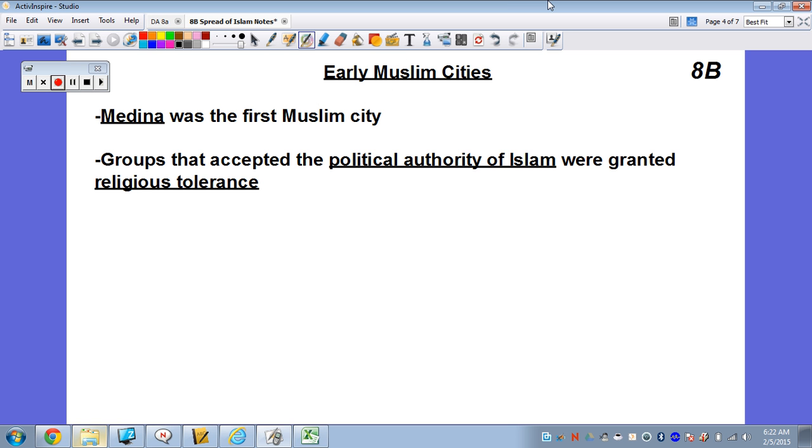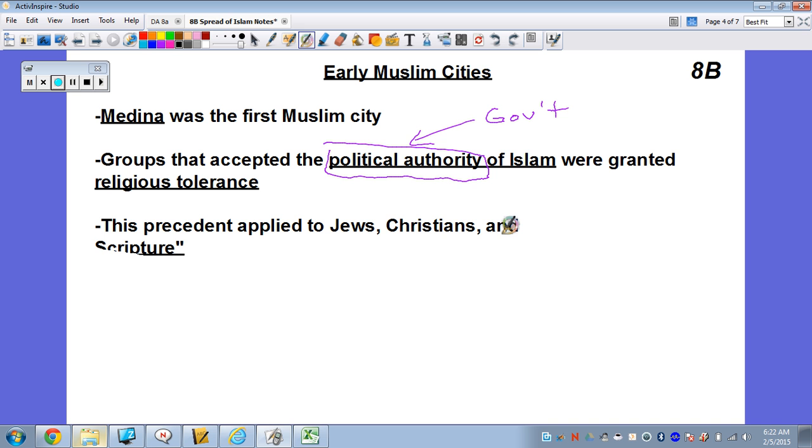Alright, and under Islamic rule, and specifically early, but especially as the Muslim empire spreads, groups that accept the political authority of Islam are going to be granted religious tolerance. So when I say political authority, guys, what that means is when they accept the government. When they accept Muslim government, they are granted religious tolerance. This precedent is later on going to be applied to Jews, Christians, and other people of Scripture. For the most part, throughout a good chunk of history, Muslim governments are generally very tolerant of other religions so long as they accept their authority to govern.